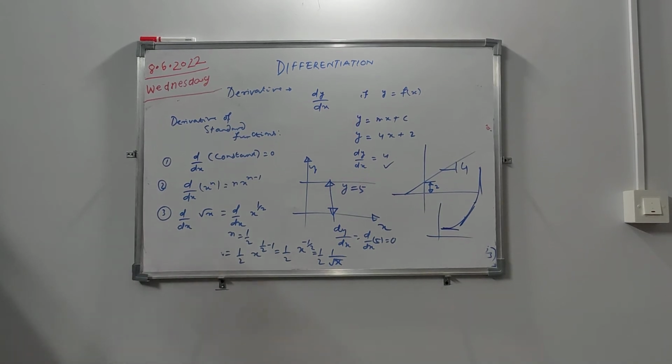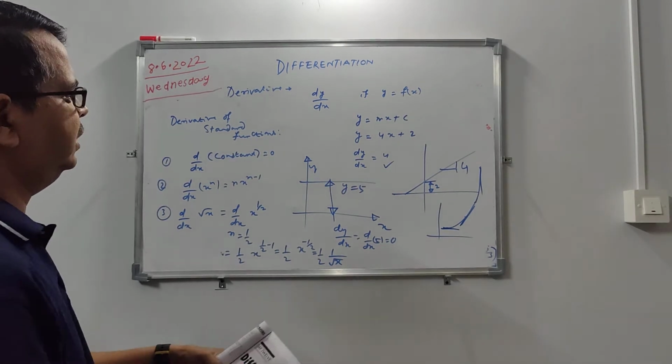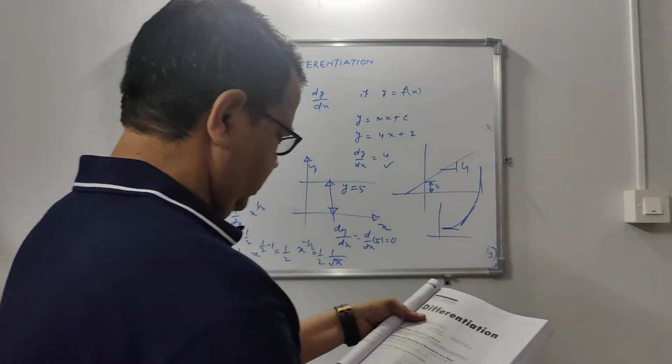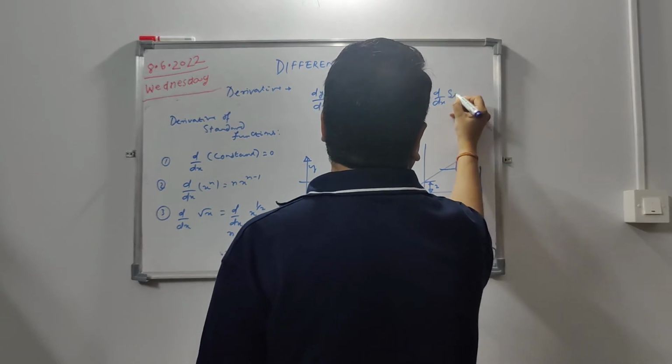So this is one derivative, and some other derivative formula you need to remember is d by dx of sin x is equal to cos x.